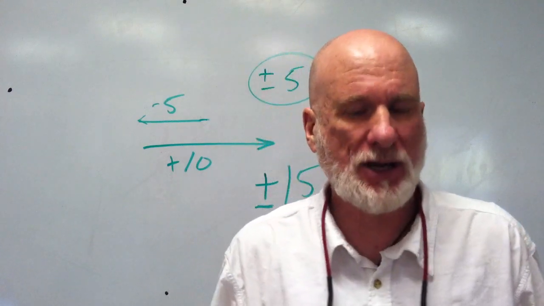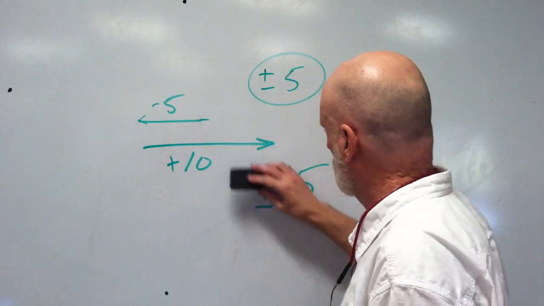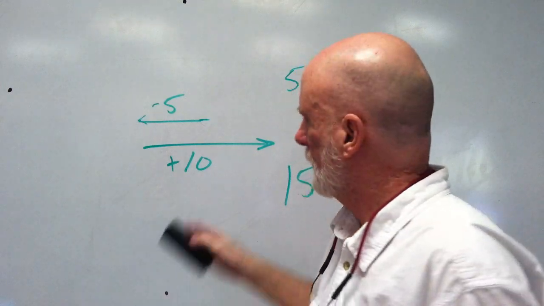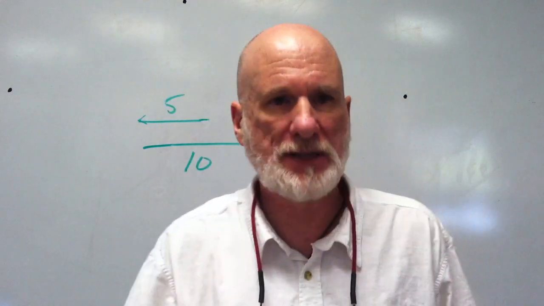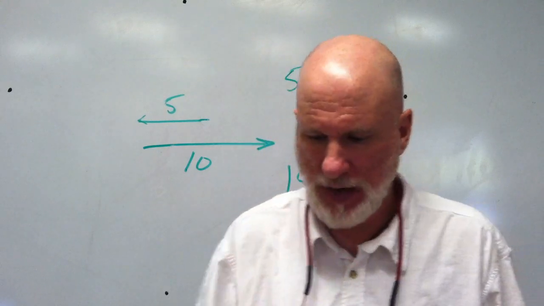Because we're really talking about magnitude. What's the largest magnitude and the smallest magnitude? So 15 and 5. If I have two vectors, 5 and 10, what's the largest value and the smallest value? 5 and 10. All right.